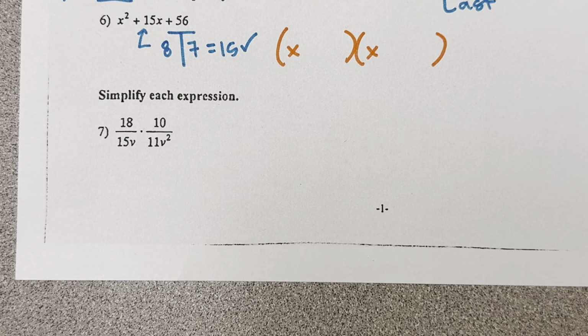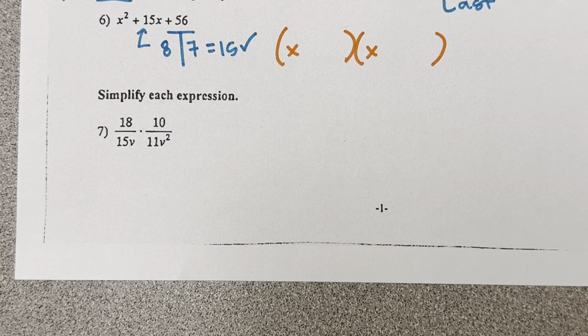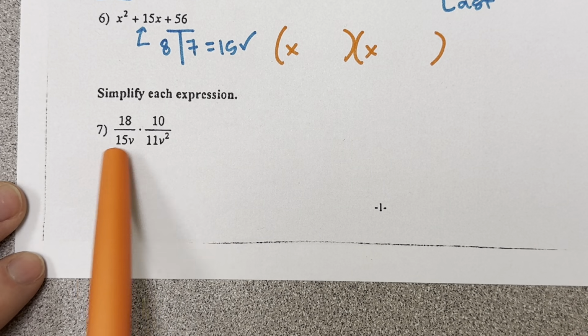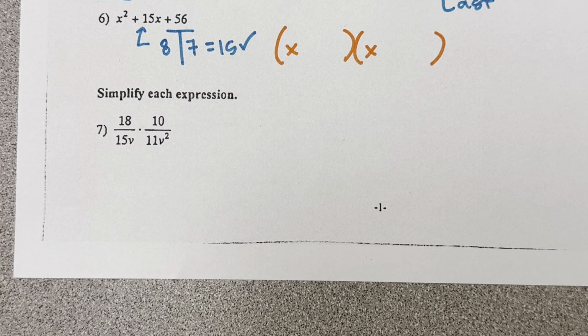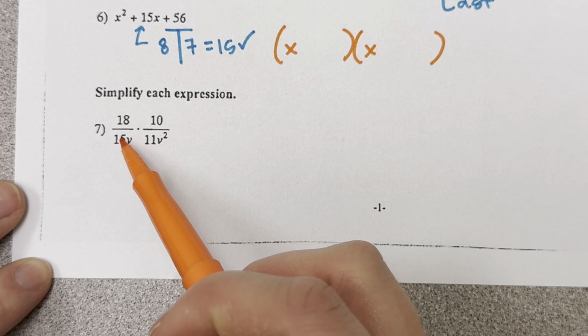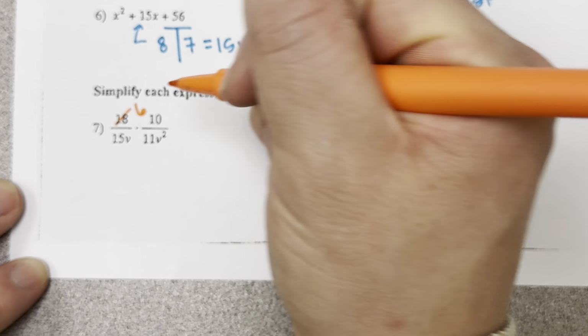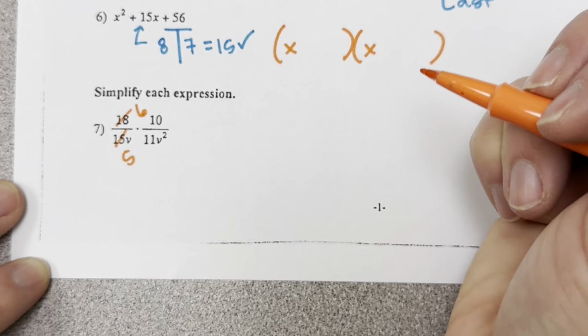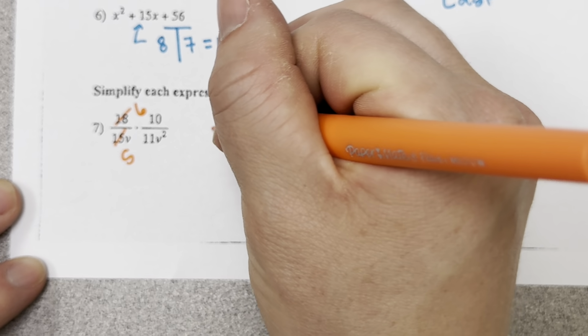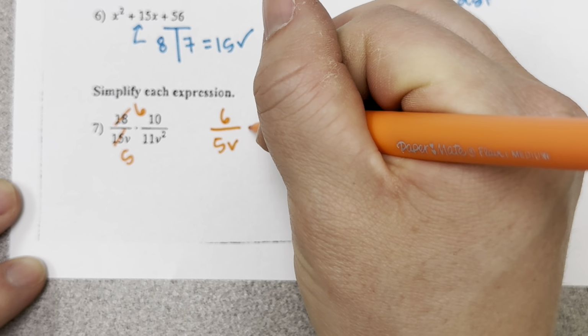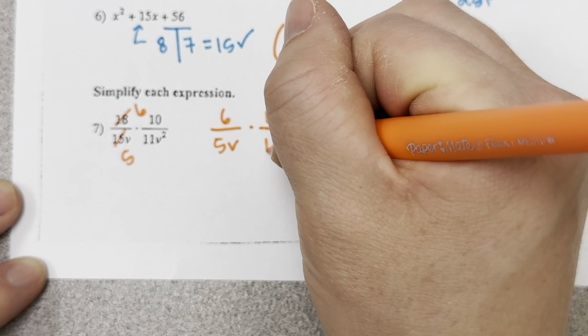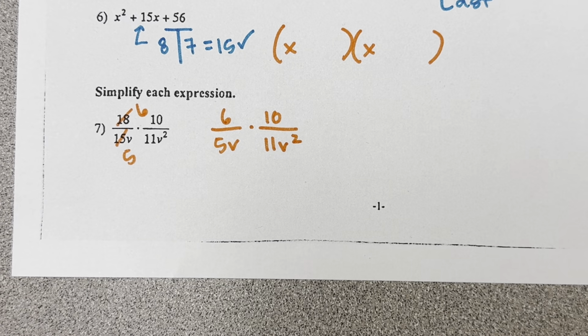Okay, number 7, we need to simplify this expression. We have a couple fractions here that need to be simplified. So the first thing you want to do is see if you can reduce any of the numbers, if any of the numbers can be divided by the same number. The first thing I see is 18 and 15. I can divide both of those by 3. That would give me a 6 and a 5. So I'm going to rewrite this. That would turn into 6 over 5v times 10 over 11v squared.